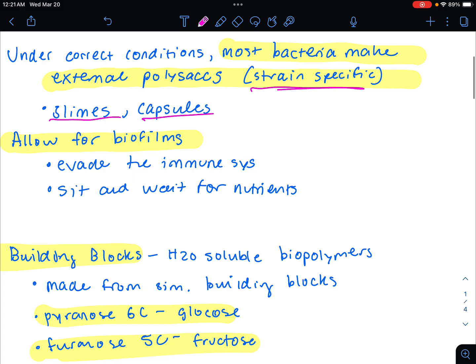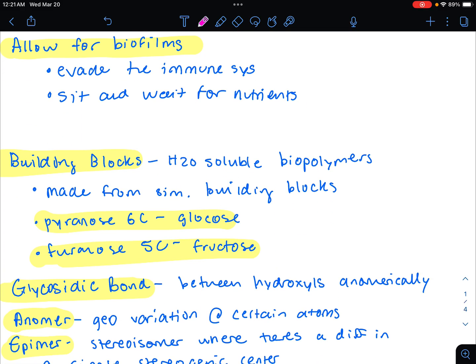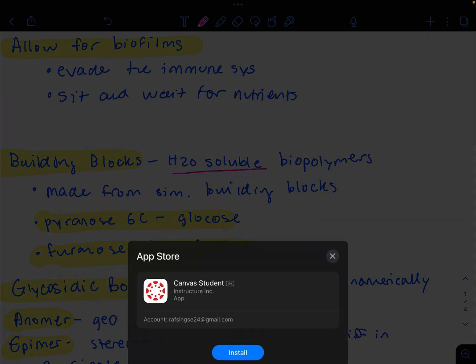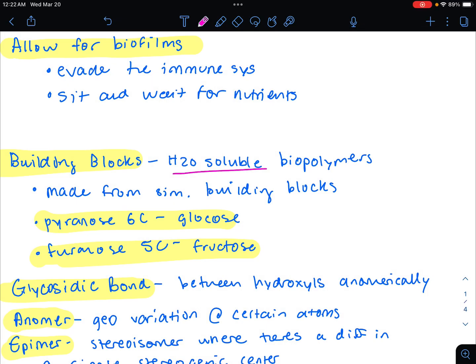Okay, so building blocks of polysaccharides. So they're going to be water-soluble biopolymers. They're going to be made from the simple building blocks, and these are also going to be similar too. You have a pyranose, which is a 6-carbon ring. That's going to be an example of glucose. A furanose will be a 5-carbon ring. An example of a furanose would be fructose.